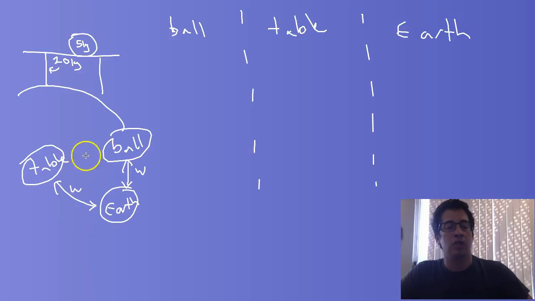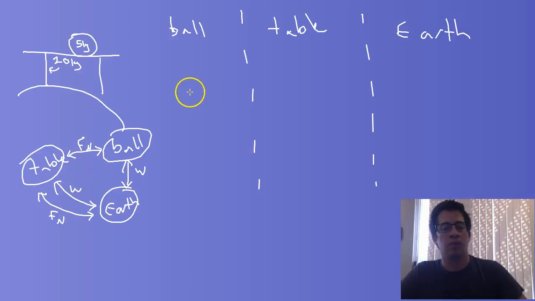The ball is pushing down on the table, and the table is pushing back up on the ball with a normal force. Okay, so notice I draw these arrows pointing both directions because these forces are mutual. And then finally, the table is pushing down on the Earth, and so the Earth is pushing back up again with a normal force. Okay, so let's start with the ball.